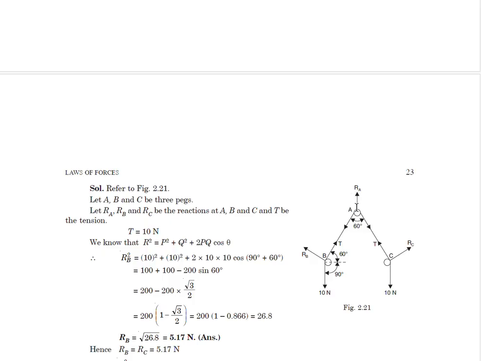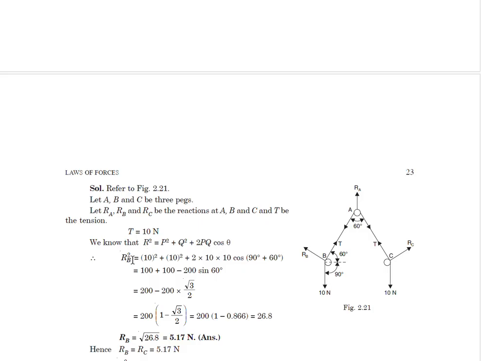No, sorry, for B, let us see. The tension forces act outwards like this, and this 10 Newton force is again outwards. So here we can apply the parallelogram law of forces to find out the reaction. So the angle here is 120 degree. Okay, so sorry, 90 plus 60, it is 150 degree. So here we apply this parallelogram law of forces.